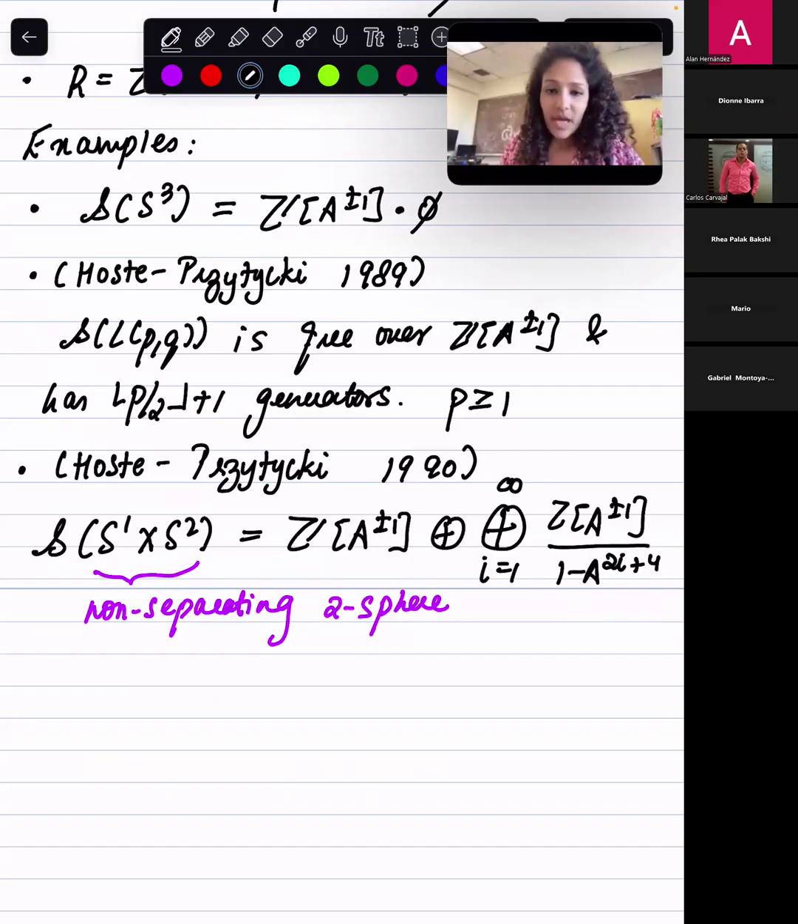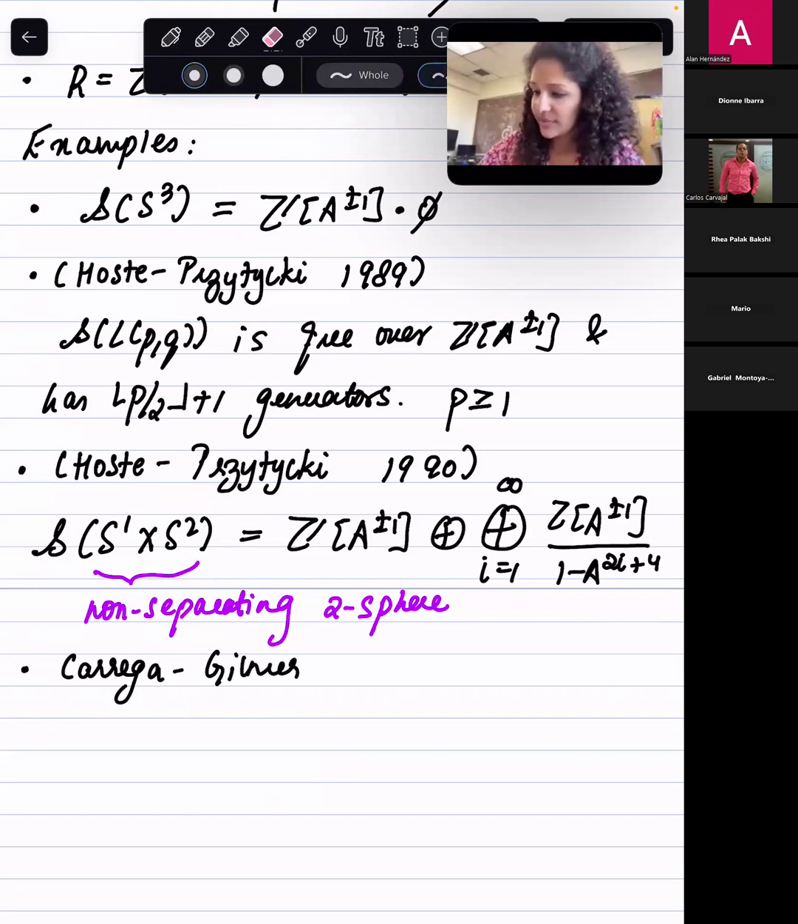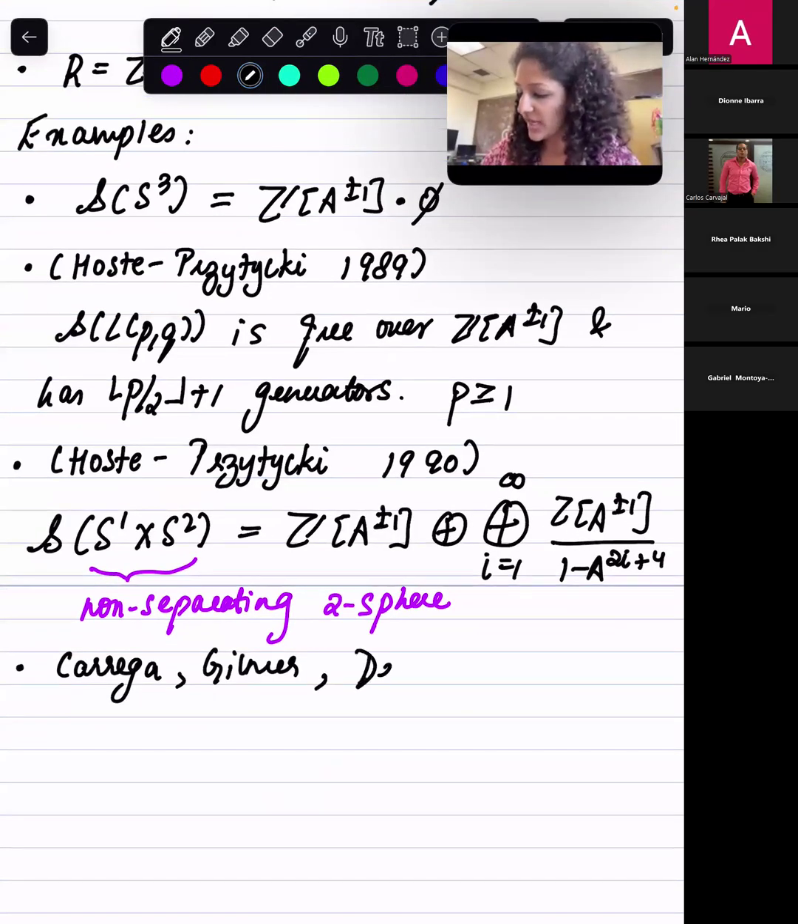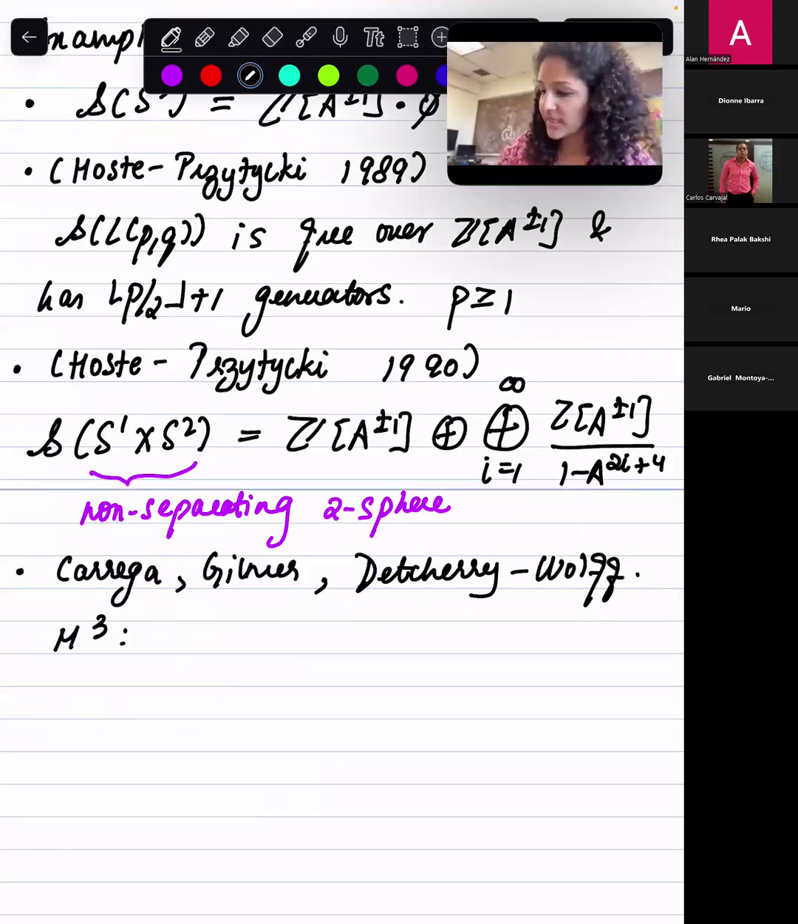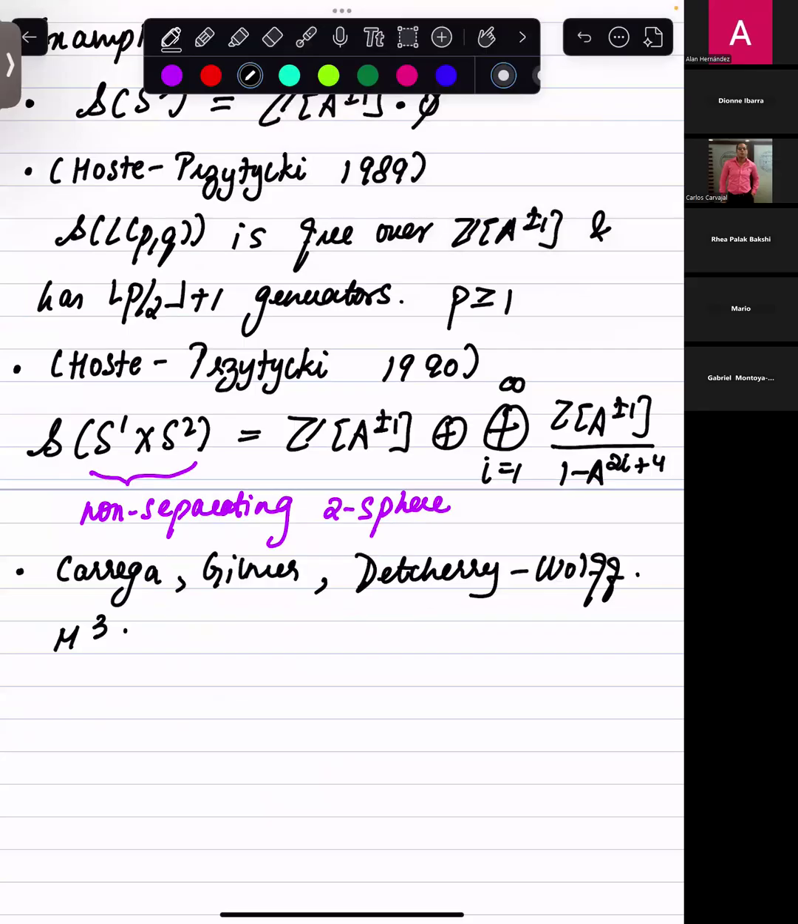Some other examples, say this is all work of Carrega and Gilmore. Well, they did it separately, and then their work was generalized by Cherry and Wolf. So the 3-manifold in this case is a closed surface times the unit interval. So the surface over here is closed.